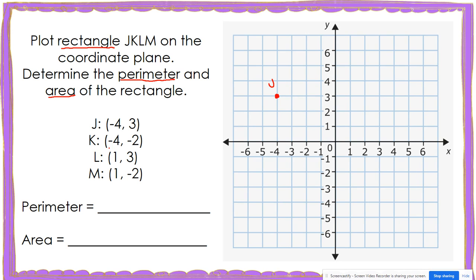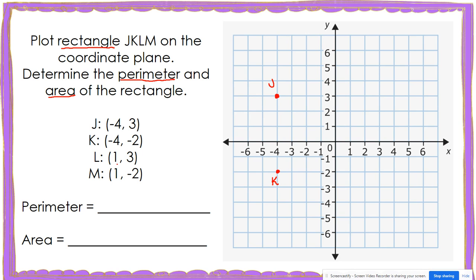Point K has an ordered pair of -4, -2. That means that I would start at my origin and I would move left to -4 on my x-axis, and then I would move down to -2 on my y-axis. And I'm going to label this as point K.